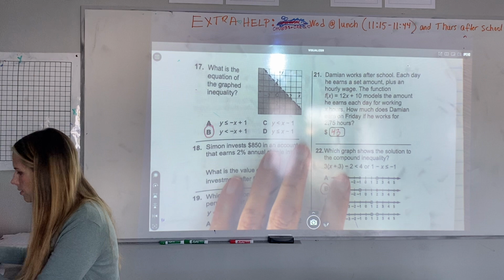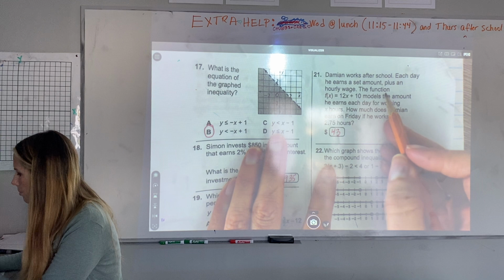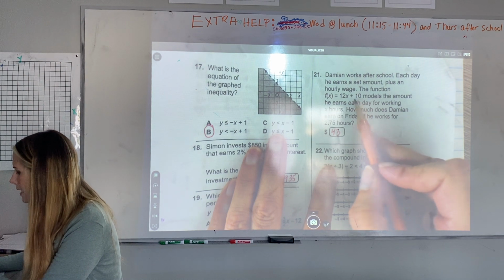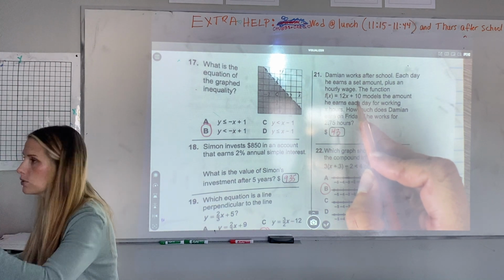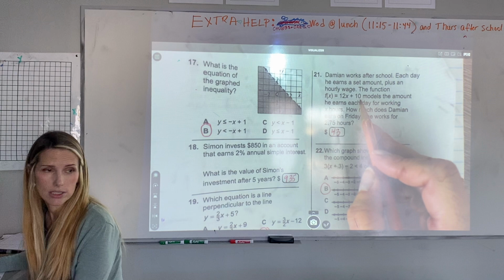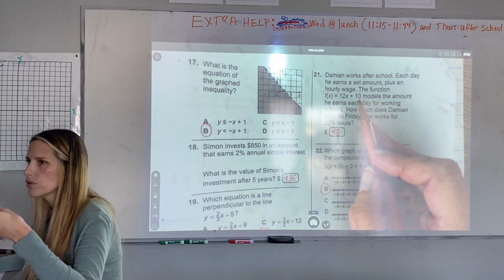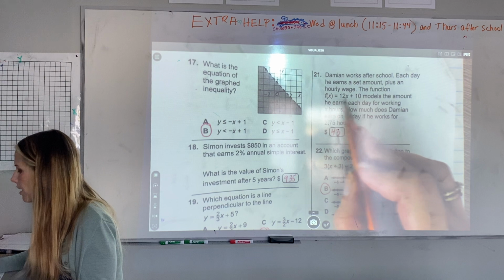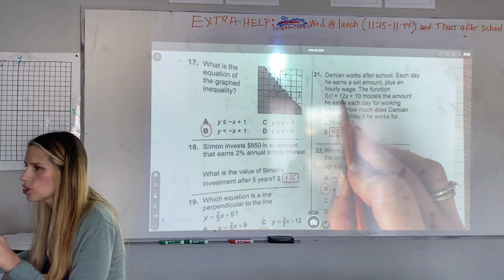All right. Damien works after school. Each day he earns a set amount plus an hourly wage. So what is the set amount? He earns a set amount, meaning each day he automatically earns a certain amount that never changes. And that would be our y-intercept. Our y-intercept is $10 plus an hourly wage. That's the part that depends on how long he works, and that's why there's going to be a variable there. So he gets $12 each hour that he works.